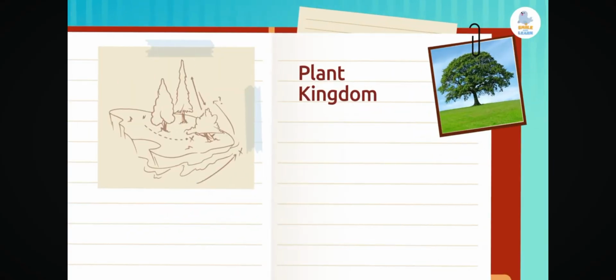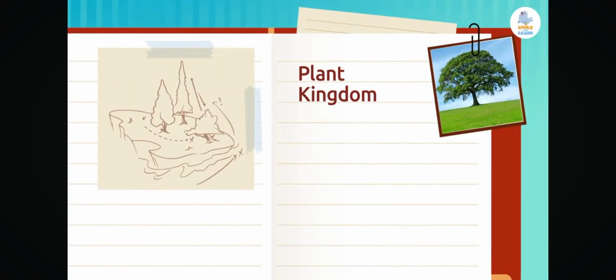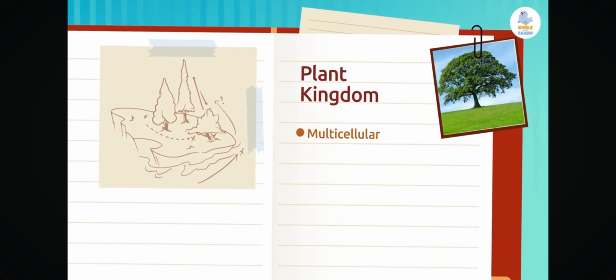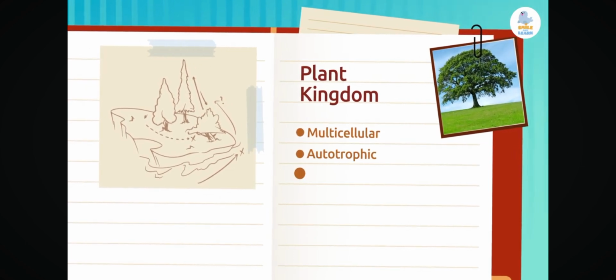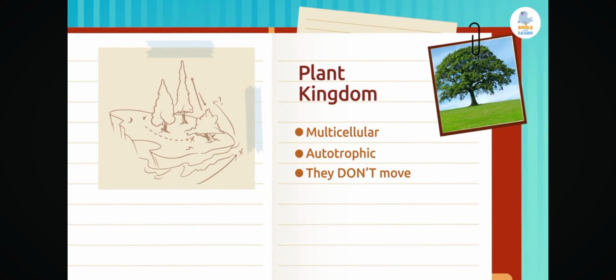So the characteristics of the plant kingdom are as follows. They're multicellular, autotrophic, and do not move on their own.